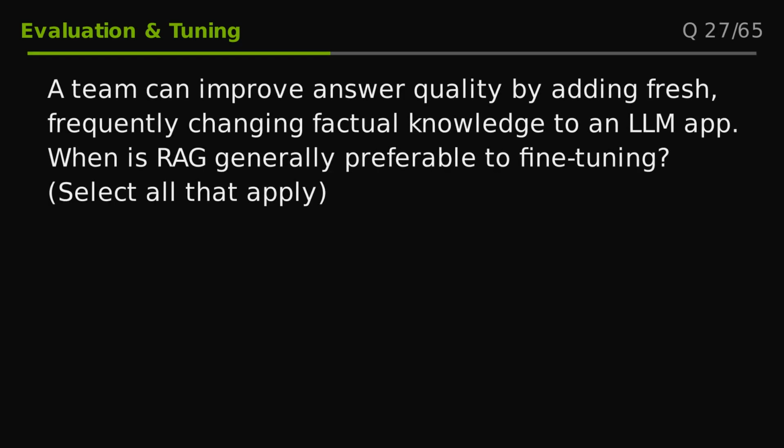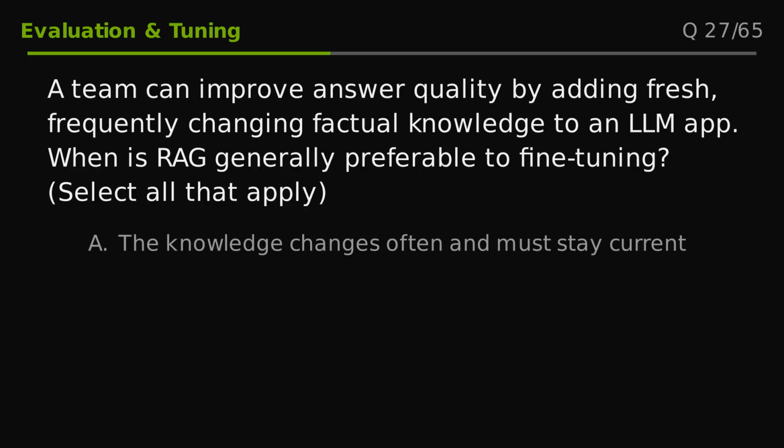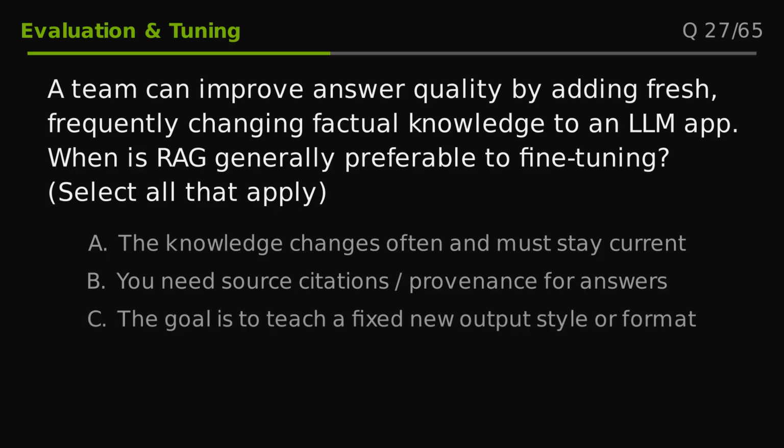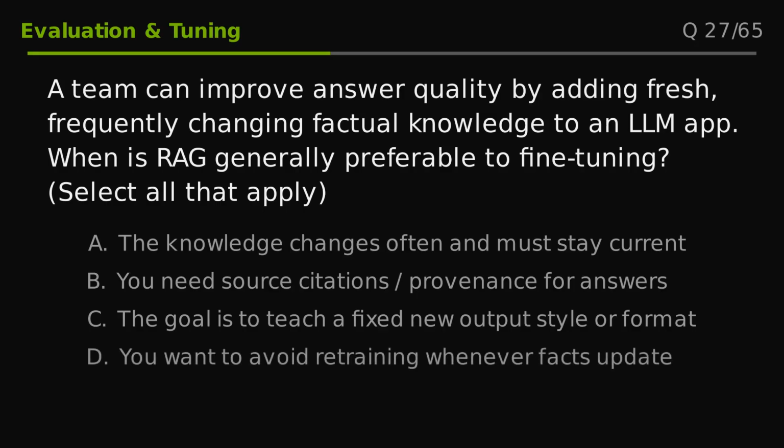Question 27. A team can improve answer quality by adding fresh, frequently changing factual knowledge to their app. When is RAG generally preferable to fine-tuning? Select all that apply. Option 1. The knowledge changes often and must stay current. Option 2. You don't need source citations or provenance for answers. Option 3. The goal is to teach a fixed new output style or format. Option 4. You want to avoid retraining whenever facts update.